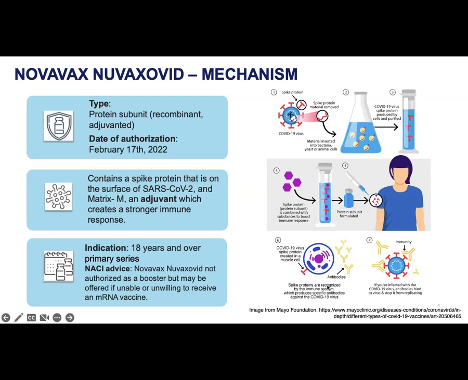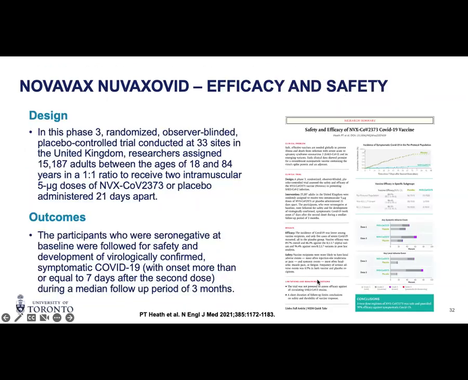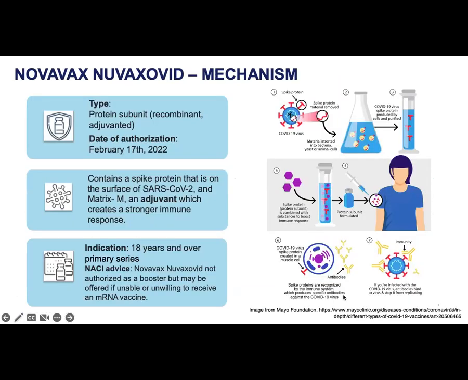And this protein-based vaccine creates an immune response where the spike proteins are recognized by the immune system, which produces specific antibodies against the COVID-19 virus. And if the vaccinated individual is infected with COVID-19 virus in the future, antibodies will bind to the virus and stop it from replicating.